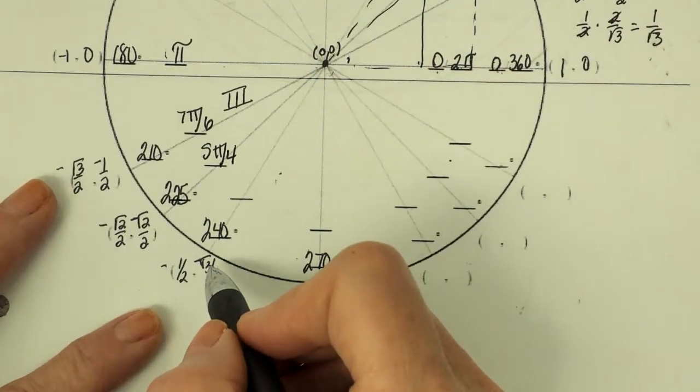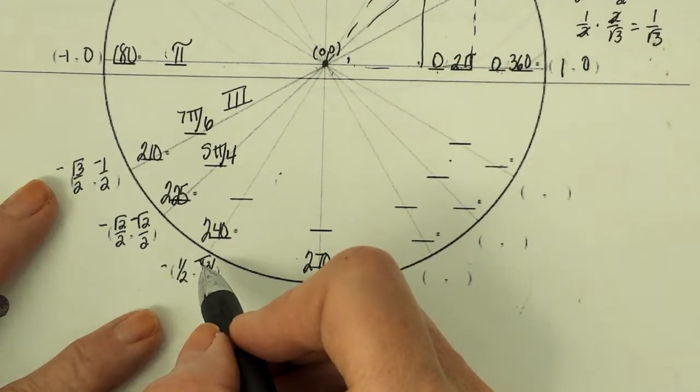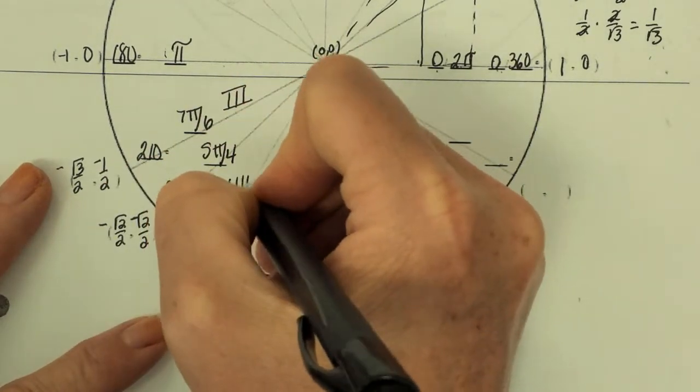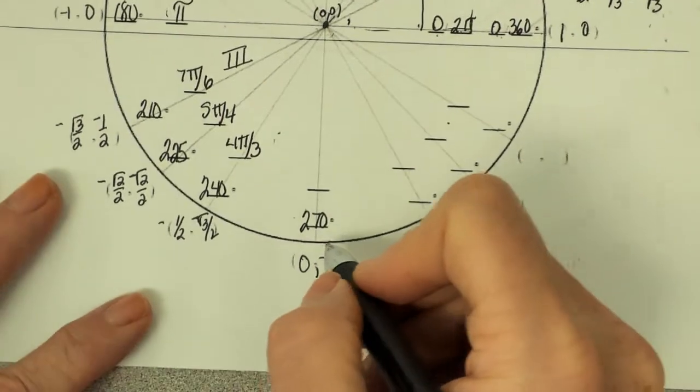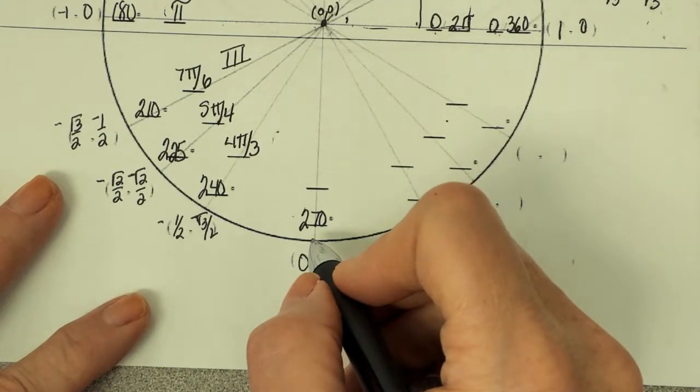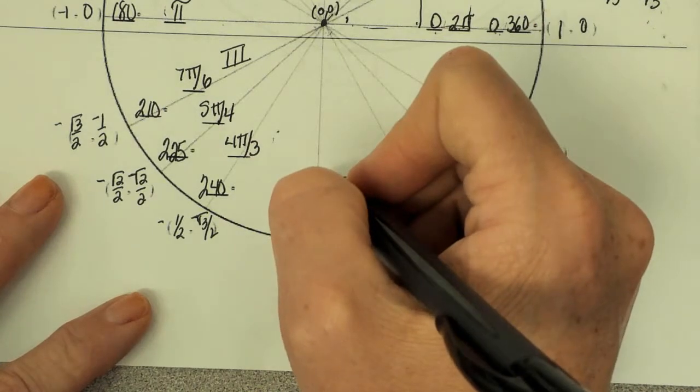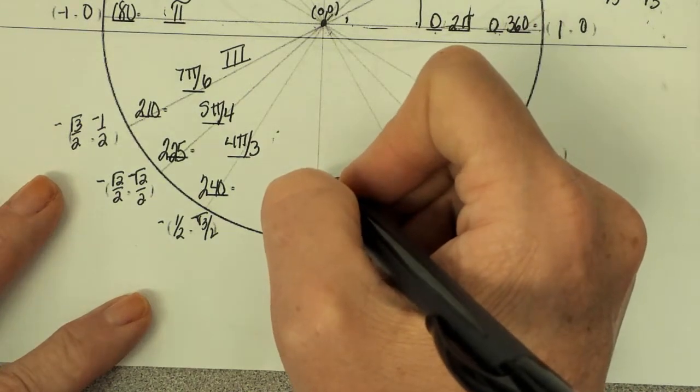240, that's a 60-degree reference. Yep. What is it, Ben? Right. And then what about 270? Go ahead, Ben. Say it again? Okay, reduce that.